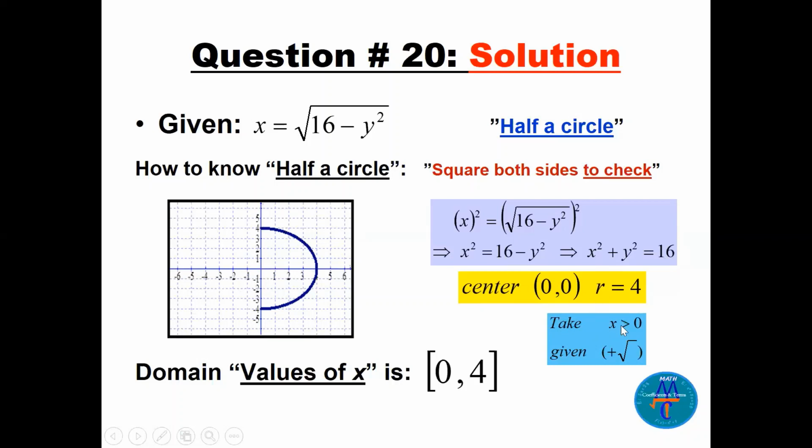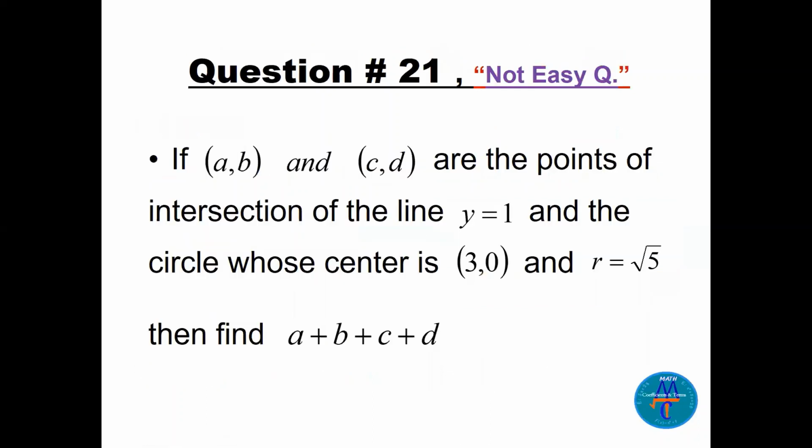But we take the condition here, x greater than or equal to 0, because the positive square root, with nothing outside, means positive. So the domain are the values of the x here. The only values of x will be starting from 0, we can accept that, until 4. So 0 to 4 closed interval, that's the domain. Maybe a little difficult. This is not an easy question.